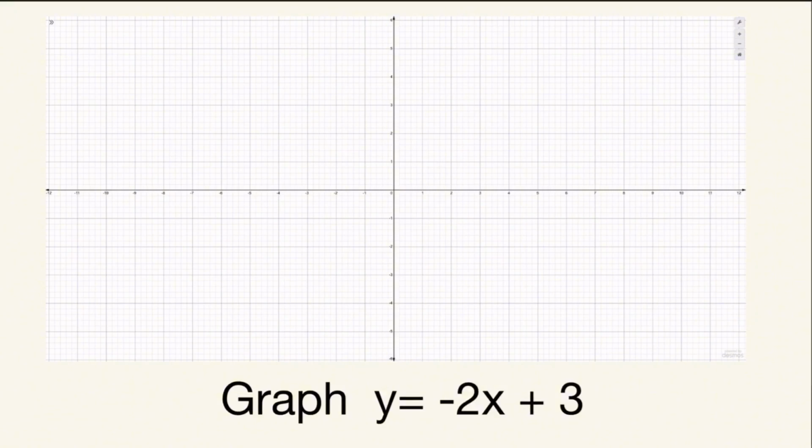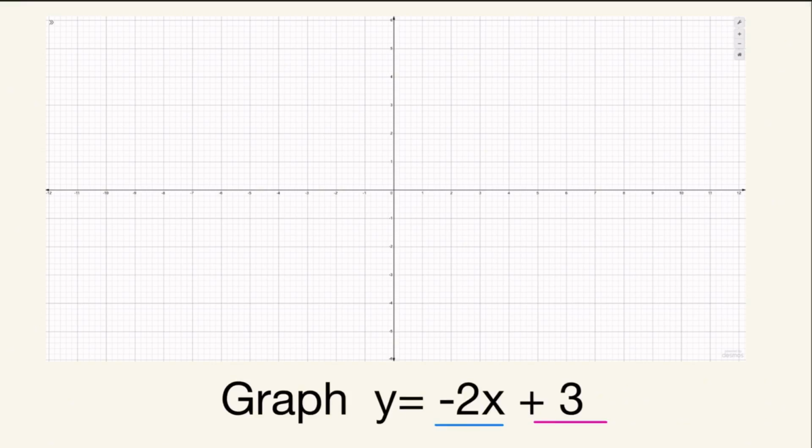Okay, for this problem, it says graph y equals -2x plus 3. So let's do this. So 3 would be our y-intercept, while negative 2x would be our slope. Now this slope is different from every other slope because it's a negative. But from the first problem, we know how to do a negative. So let's just start doing this.